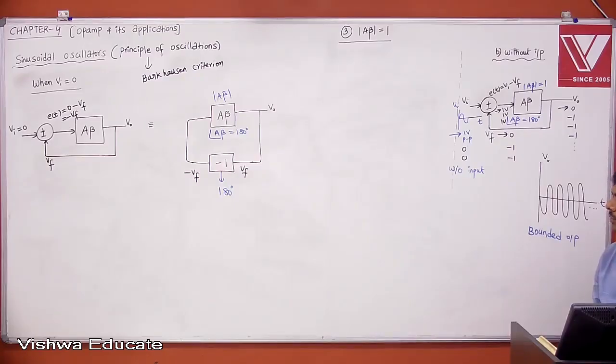The total loop phase shift must be equal to 0 degrees or multiple of 2 pi to get oscillations.